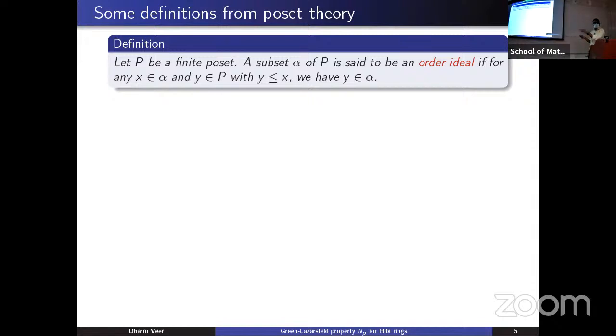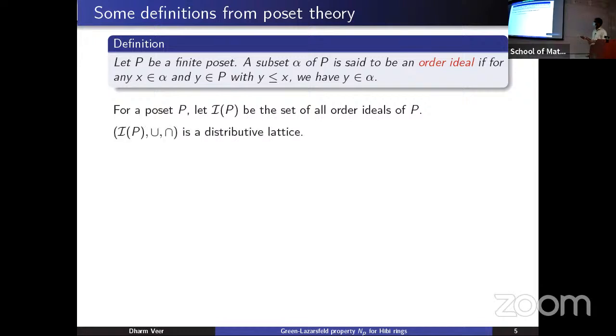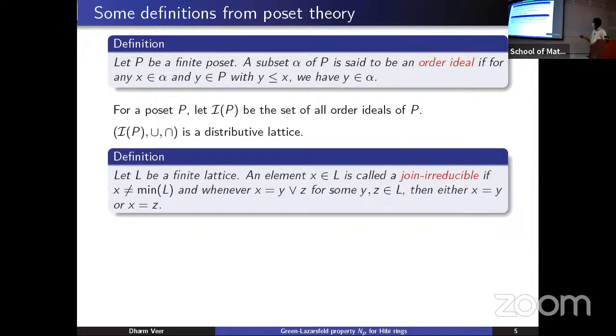That means if there is some element in alpha, then all elements below that particular element should also be in alpha. For a poset P, let I(P) be the set of all order ideals of P. Then under the operations of union and intersection, I(P) forms a distributive lattice. Since P is a finite poset, this will be a finite distributive lattice. One more definition: let L be a finite lattice, and let x be an element. x is said to be join reducible if x is not the minimal element, and x can be written as a join of two elements in L, where neither of those elements equals x. Equivalently, x is join irreducible if whenever x is the join of two elements in L, one of those two elements equals x.